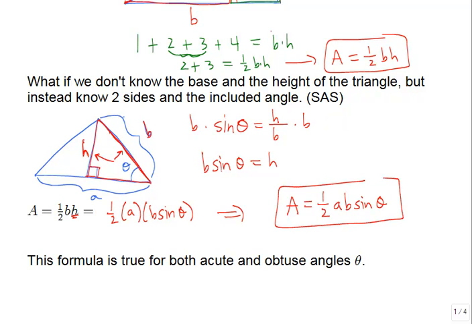So according to this formula, if you know SAS, 2 sides and the included angle, then the area is just 1/2 the A times the B times sine of the angle theta. And theta can either be acute or obtuse, and the formula will still work.